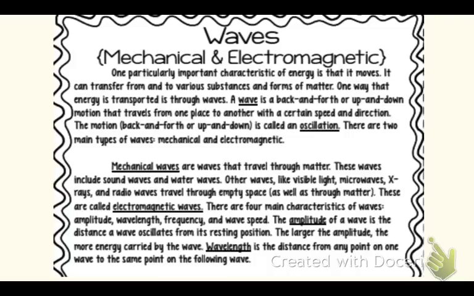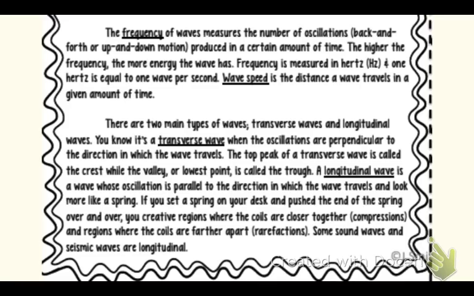Wavelength is the distance from any point on one wave to the same point on the following wave. The frequency of waves measures the number of oscillations, back and forth or up and down motion, produced in a certain amount of time. The higher the frequency, the more energy the wave has. Frequency is measured in hertz, and 1 hertz is equal to 1 wave per second. Wave speed is the distance a wave travels in a given amount of time.